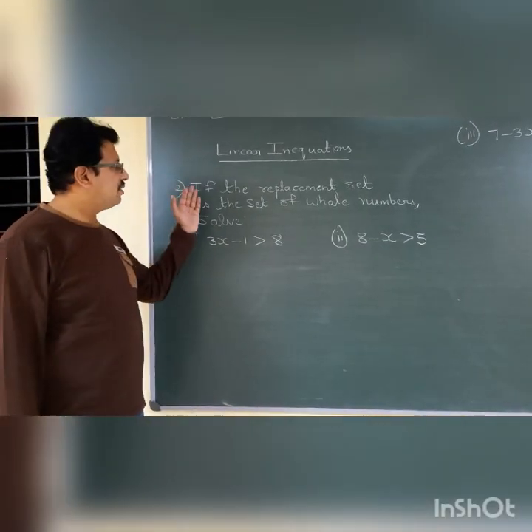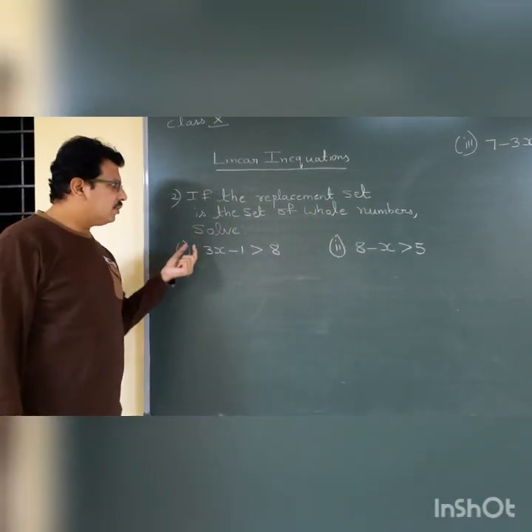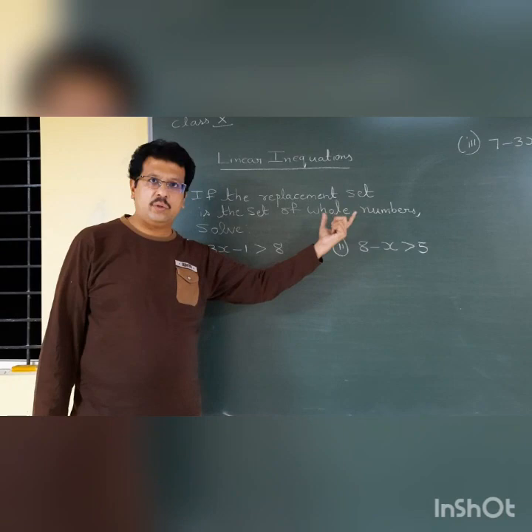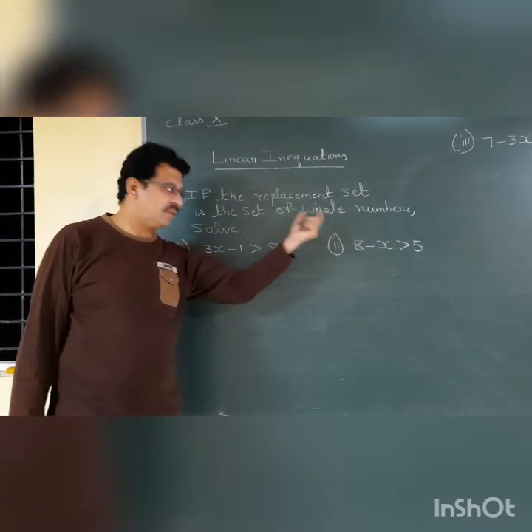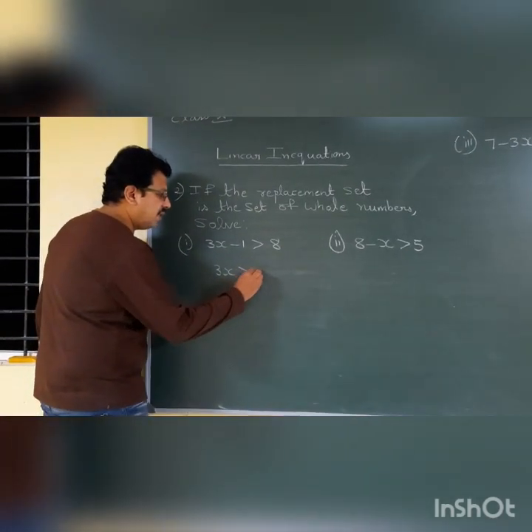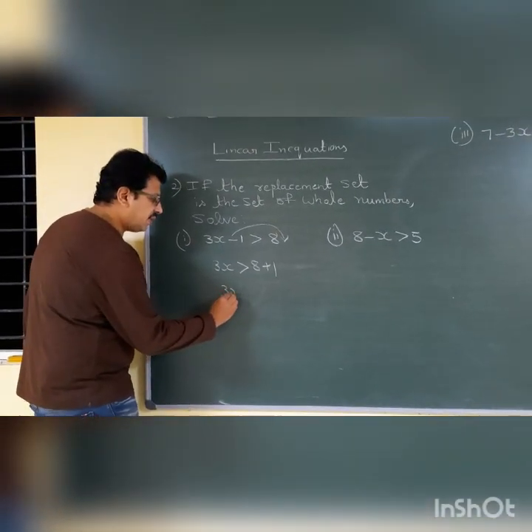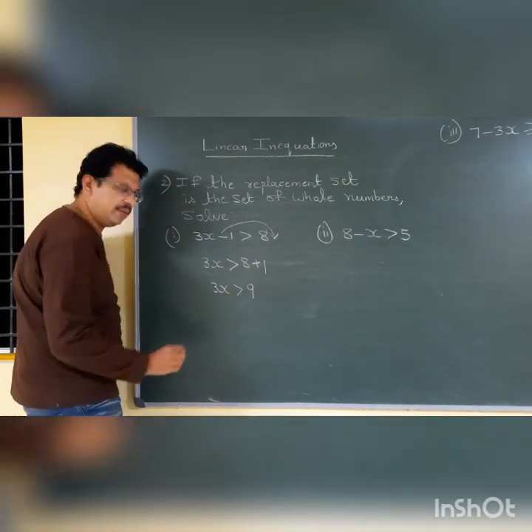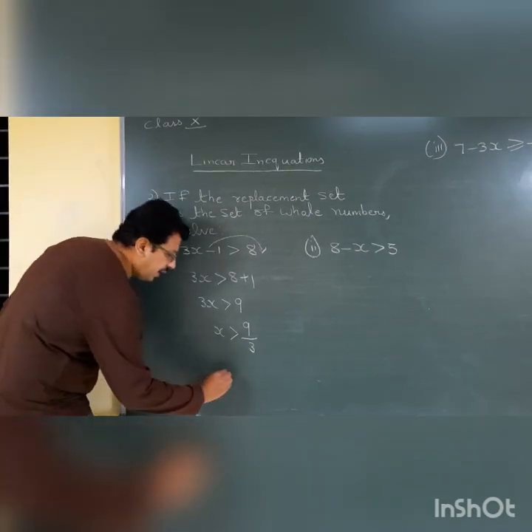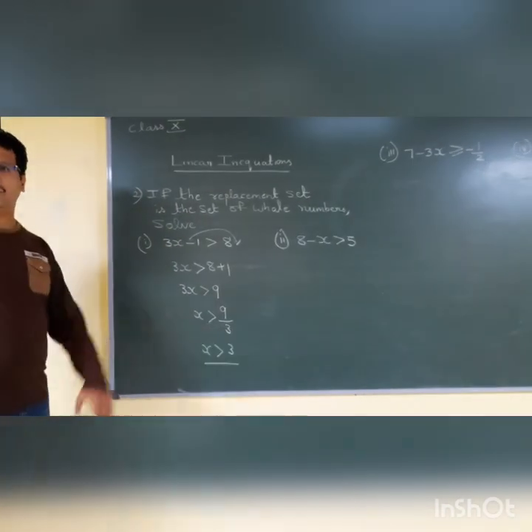The next problem is, if the replacement set is a set of whole numbers, solve. We have to be very clear about this, it's whole numbers. We have to read the question properly, children. It's whole numbers. So let us solve this problem now. 3x is greater than 8 plus 1. Bring this minus 1 to the right hand side, and it becomes plus 1. So 3x is greater than 9, since 8 plus 1 is 9. So x is greater than 9 by 3, or x is greater than 3. So we got x is greater than 3, children.